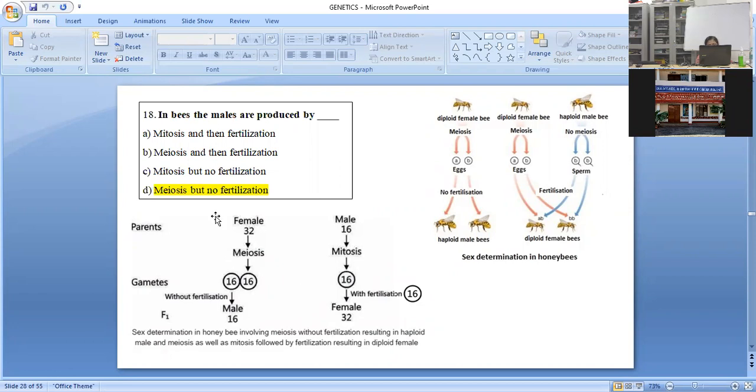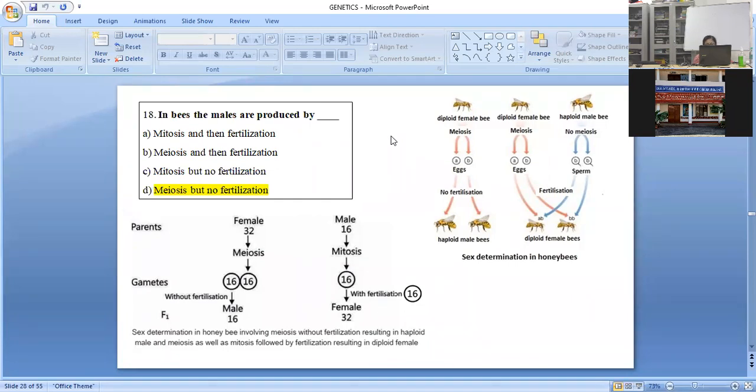the gametes from the parent female partner, female will result. So mitosis, no fertilization, females will be produced. Meiosis, no fertilization, males will be produced. Is it clear?